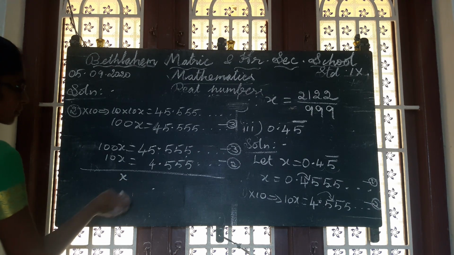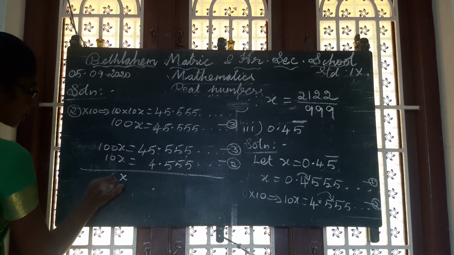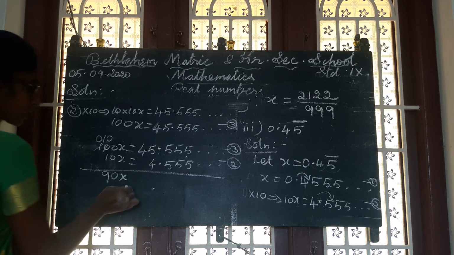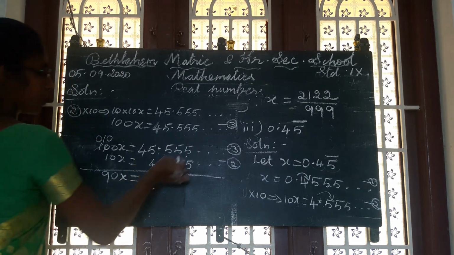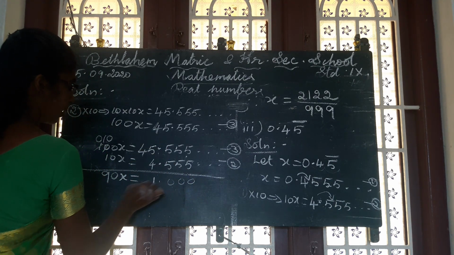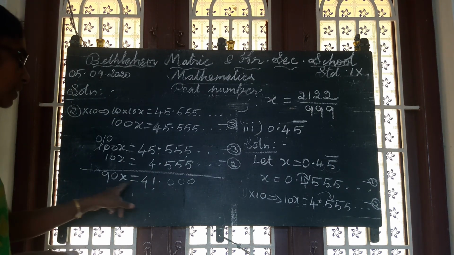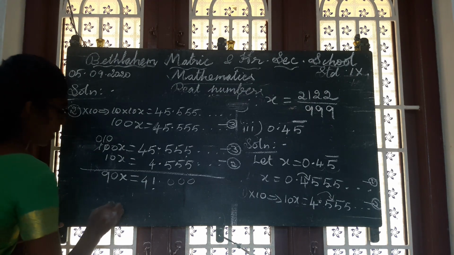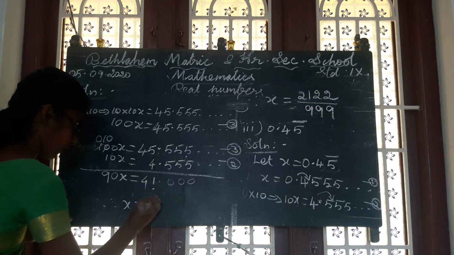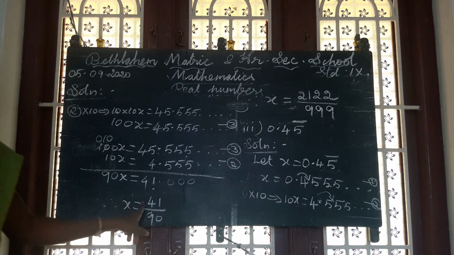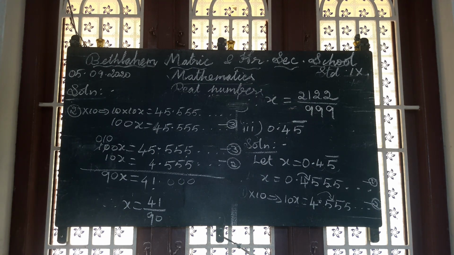Here x. Next, 0. 90x is equal to, here 0, 0, 0. Here what will we get? Here 1, 4. 90x is equal to 41. What are we getting? 90x is equal to 41. Therefore, x is equal to 41 by 90. Can we cancel this? No, we cannot cancel.